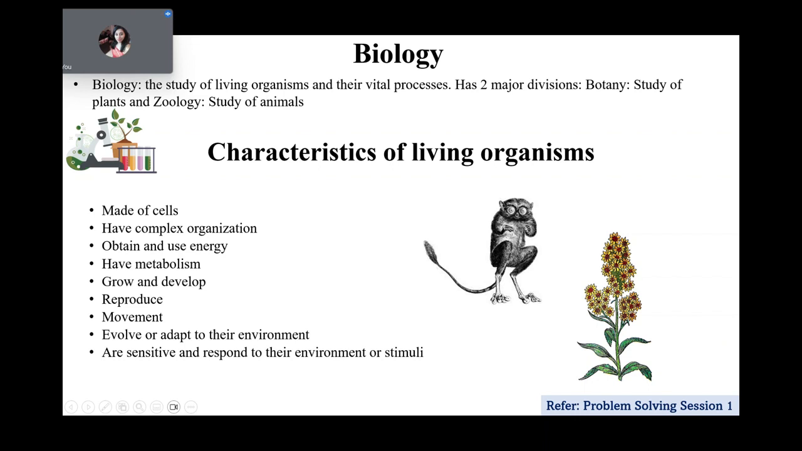And these living organisms have certain characteristics which make them amenable to be called a living organism. So the characteristics are that they are made up of cells, they have complex organization, they obtain and use energy, which they use for several purposes, for example, metabolism, for growth and development, for reproduction, movement, and these living organisms always sought to evolve or adapt to their environment, and that is because they are sensitive, and as a response to their environment or a stimulus they adapt, and which leads to them evolving during the course of evolution.